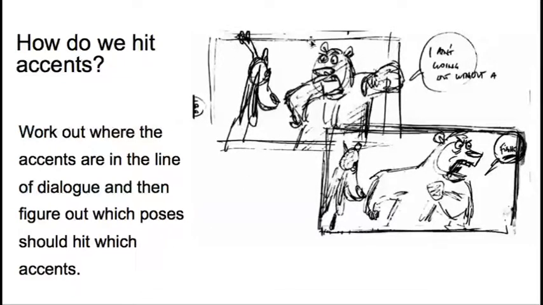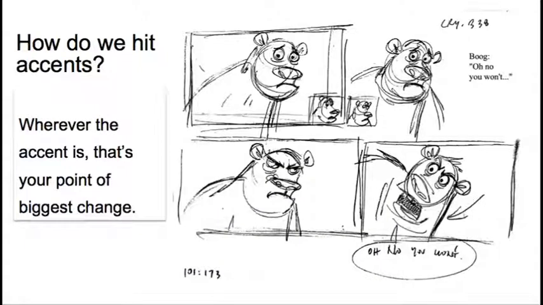Here's Boog the Bear. You can watch my video on doing thumbnails for Boog the Bear. "I ain't going out without a fight." And here I've underlined fight. We know that's the big accent in the line because it's the big high point in the audio. "I ain't going out without a fight." Big accent, that's going to require a big body gesture. It's going to be a full body gesture, and also a hand accent there on that hand. Really, wherever the big accent is in the line, that's your point of biggest change.